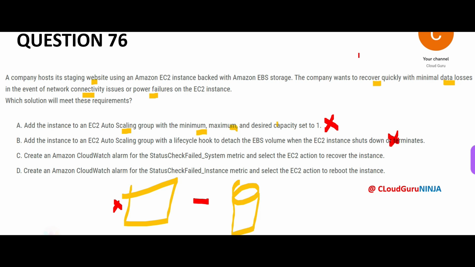Now C and D are on similar lines, except that C says to recover the instance, D says to reboot the instance. So we will not reboot the instance because we are supposed to have minimum data loss. If you reboot, your entire data would be lost. But if you recover, your data is not lost. So that is why I would say D is wrong and C is correct. The reason for that is because C is telling you to use a CloudWatch alarm. If the status check fails, you will recover the instance. That is the EC2 action.